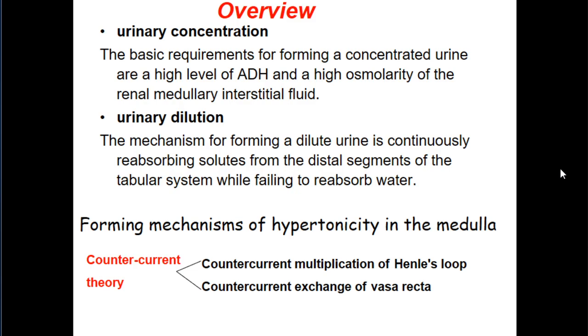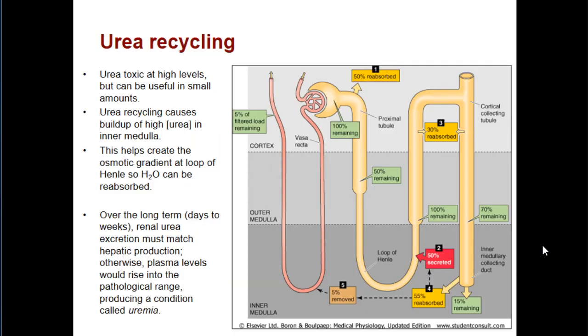So a brief overview. In a countercurrent mechanism, you can have urinary concentration or urinary dilution, depending on concentration of water in the body. So the basic requirements for forming a concentrated urine are high levels of ADH and a high osmolarity of the renal medullary interstitial fluid. And countercurrent theory consists of countercurrent multiplier, the Henle's loop, and countercurrent exchanger, the vasa recta.